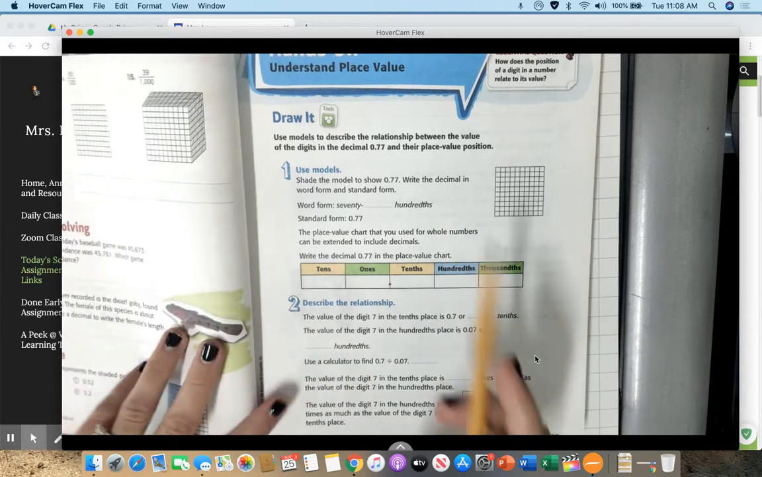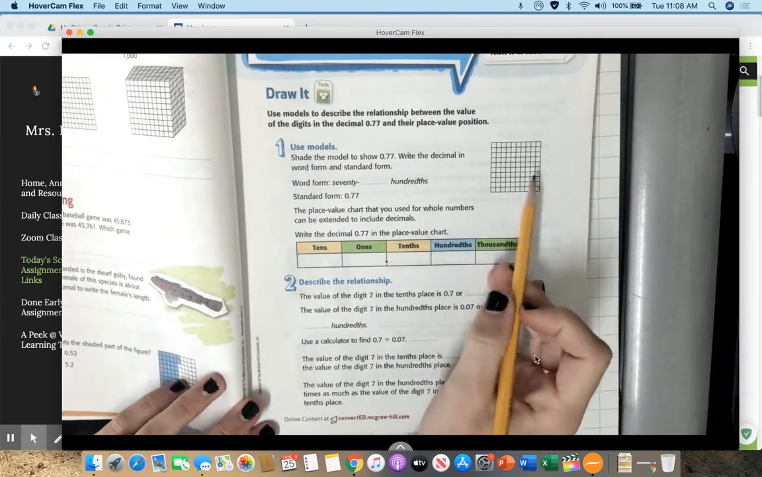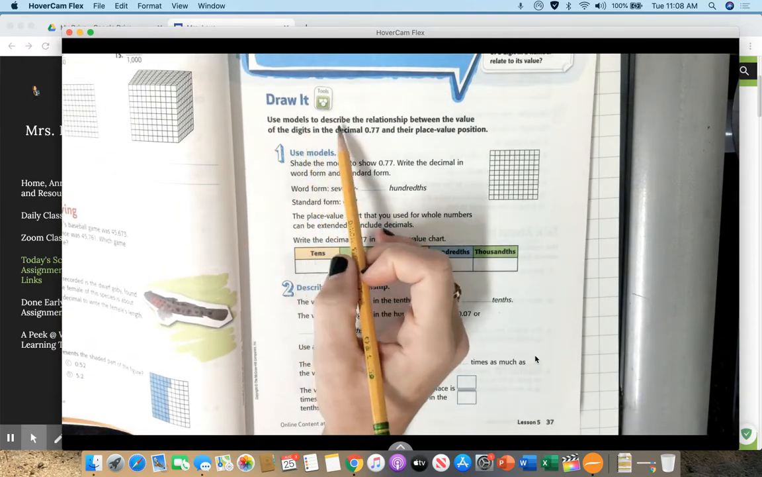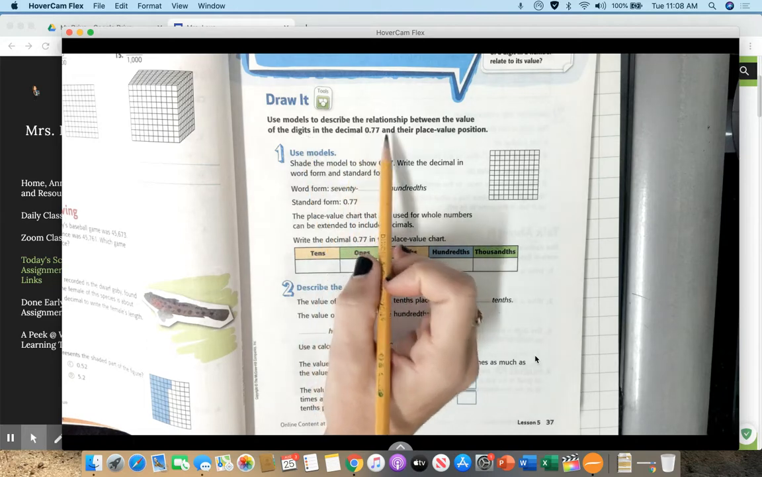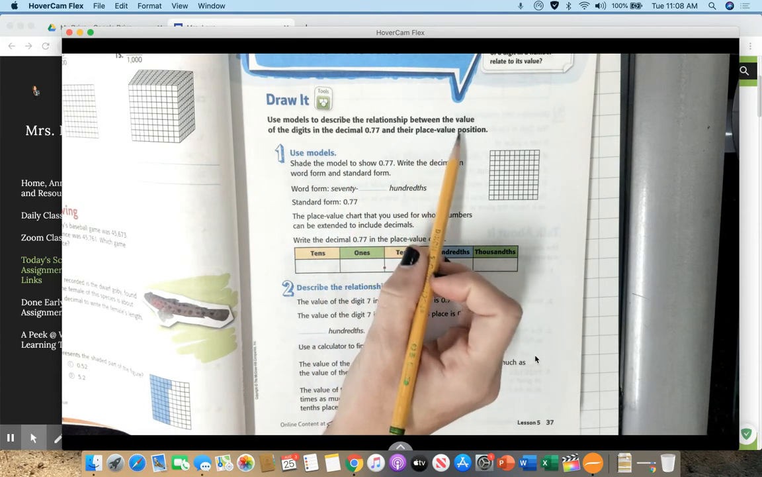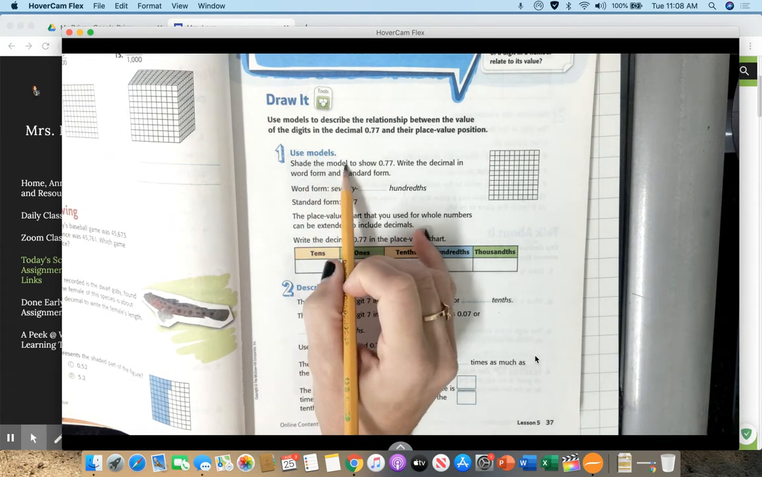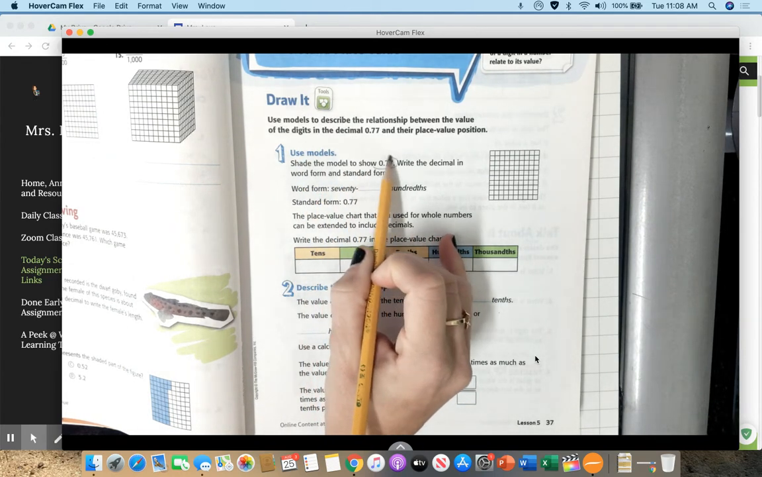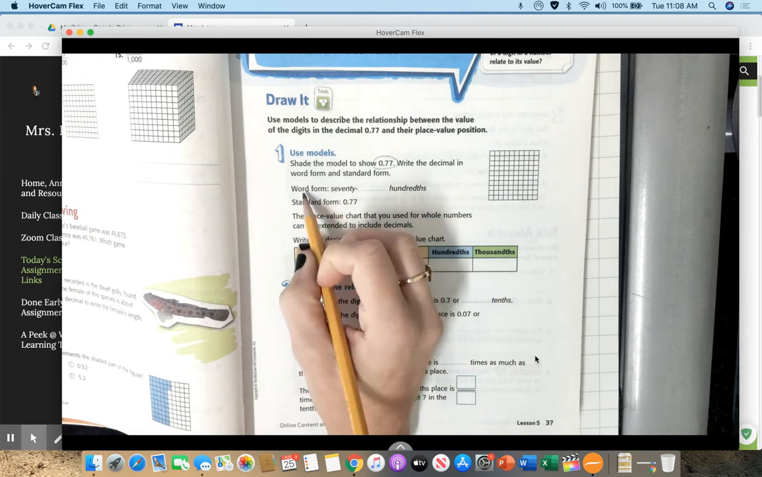Here we go. So we're going to do some more understanding place value by using models and shading. So it says use the models to describe the relationship between the value of the digits in the decimal and their place value position. Okay, so let's go ahead and start. Shade the model to show this decimal. This decimal is 0.77, but we say it in 5th grade as 77 hundredths. So let's write that in for the word form.